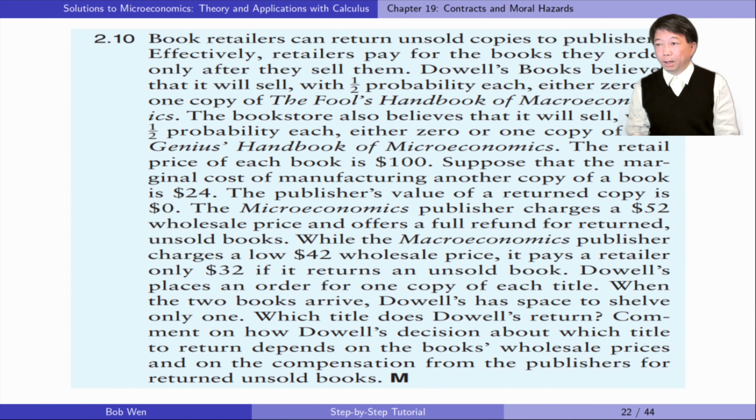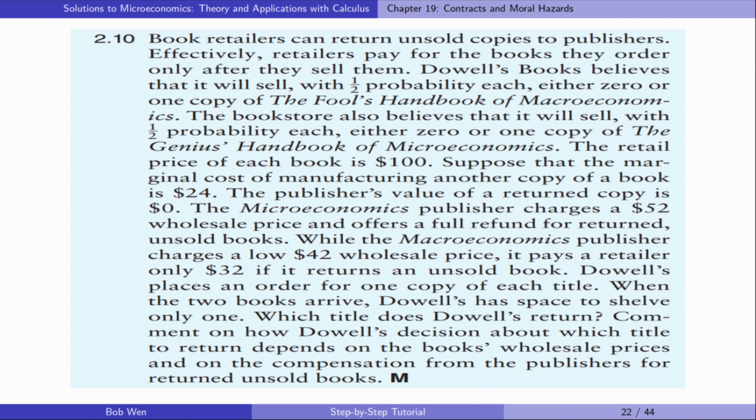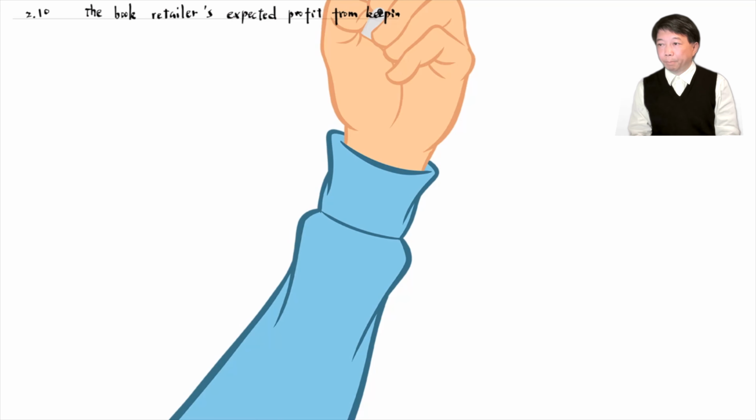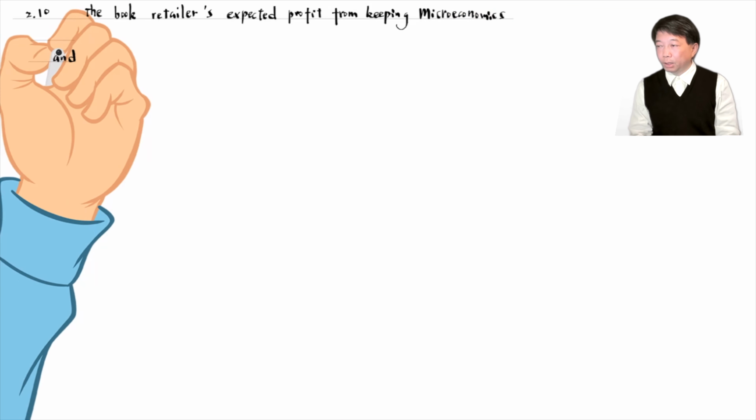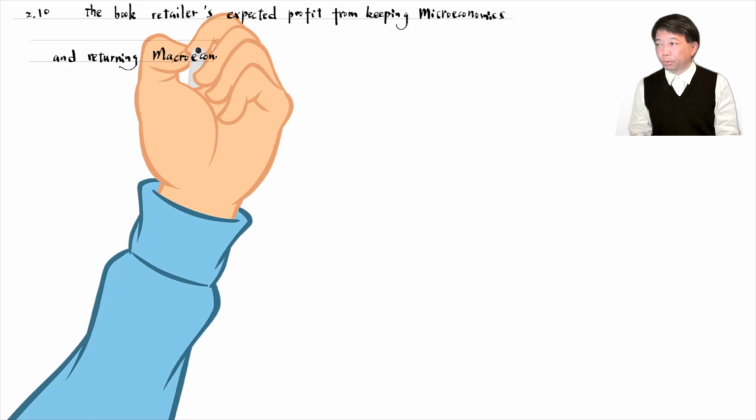The book retailer has space to shelve only one. Which title does he return? Comment on how the retailer's decision about which title to return depends on the book's wholesale prices and on the compensation from the publishers for returned unsold books. The book retailer's expected profit from keeping microeconomics and returning macroeconomics is as follows.